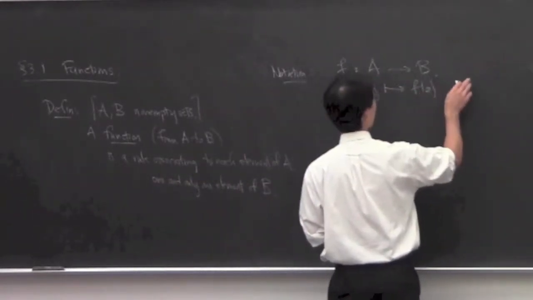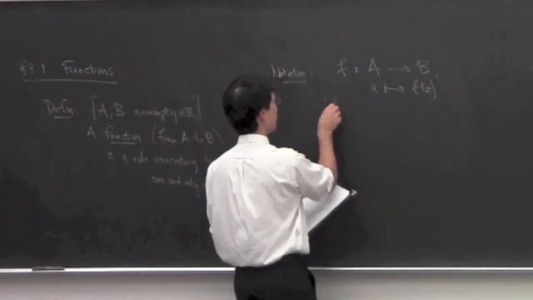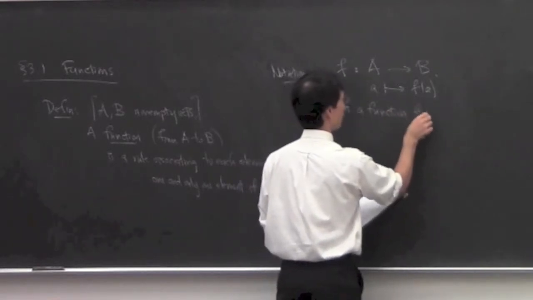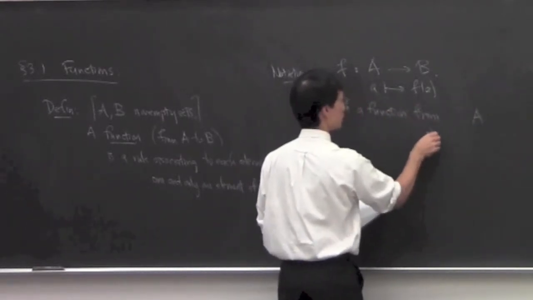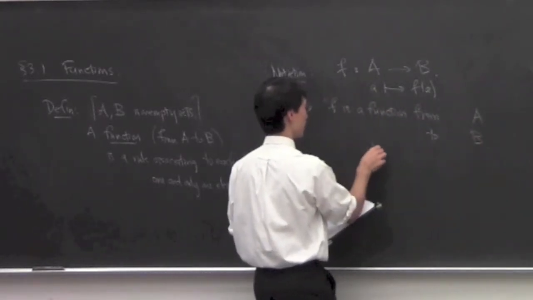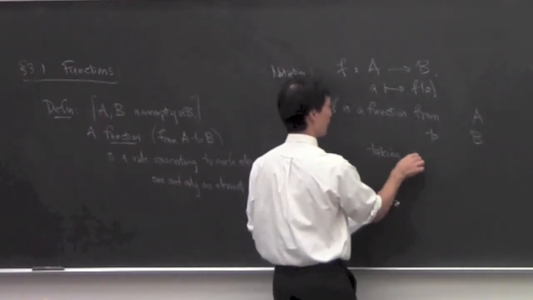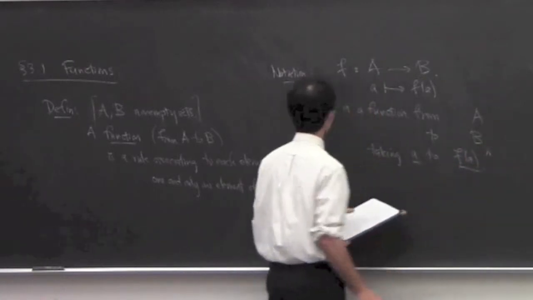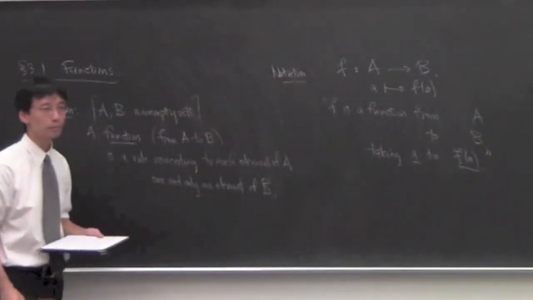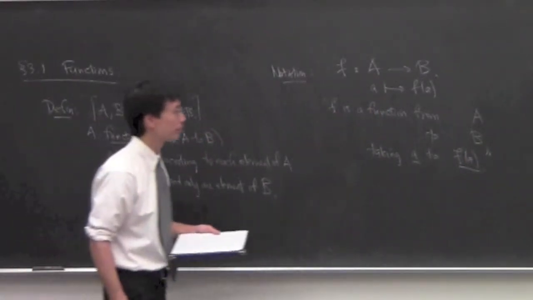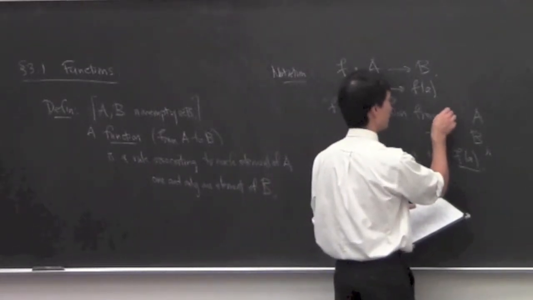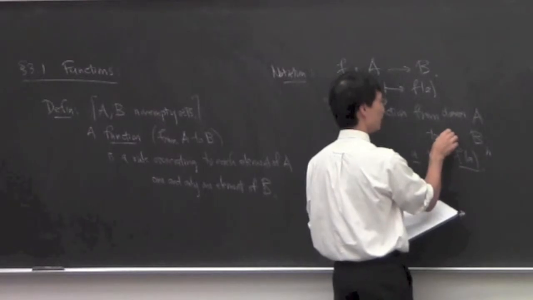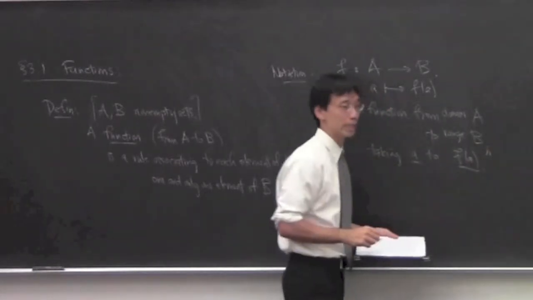The way you read this is: f is a function from A to B, taking a to f of a, in English. And as you probably know already, the thing that you go from is called the domain, and the thing that you go into is called the range.